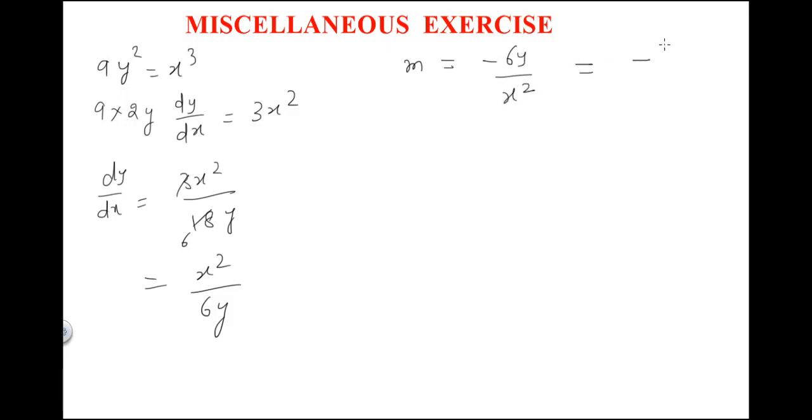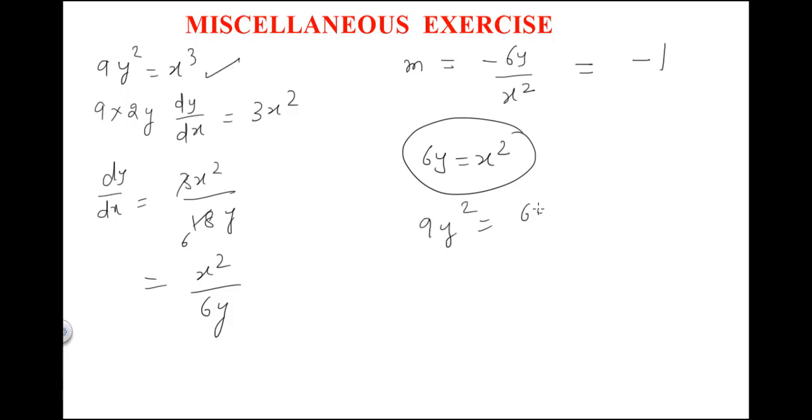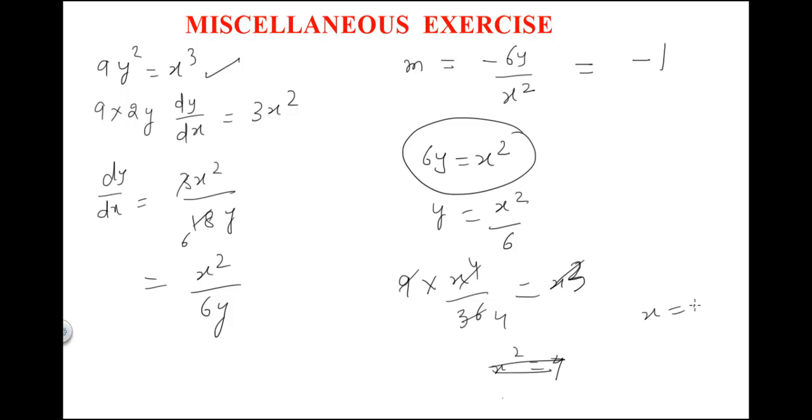Now we have calculated the slope as minus 1. Keeping the two equal, we get 6y as equal to x square. Now, to simplify the calculations, we can write y as equal to x square divided by 6. Just let us put it. 9y square is equal to, putting y as equal to x square upon 6, we get 9 multiplied with x to the power 4 upon 36 equals x cube. Cancelling the term, x is equal to 4.